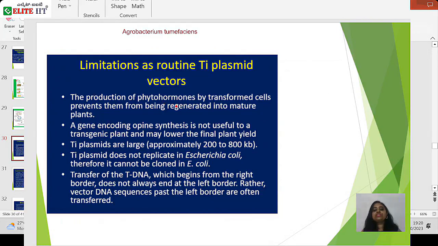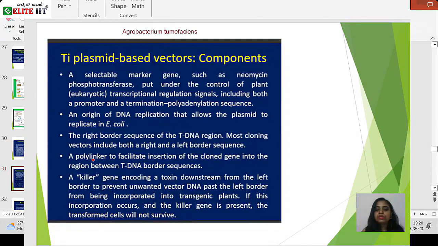Sure. The production of phytohormones by transformed cells prevents them from being regenerated into mature plants. These are not so important. Vector components: the selectable marker genes such as neomycin are put under the control of plant transcriptional regulation signals, including both promoter and terminator. छोड़ो ये सब जानो.